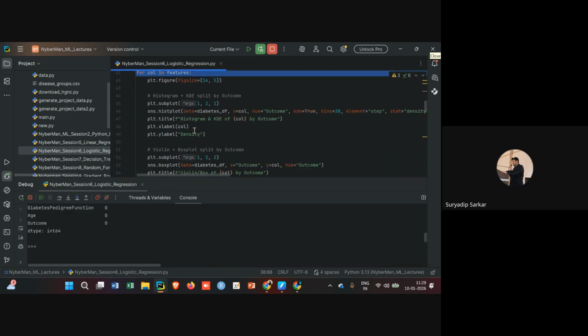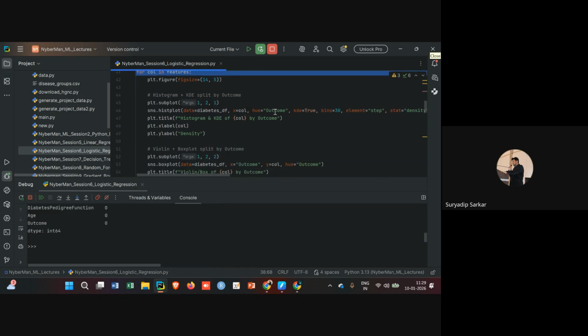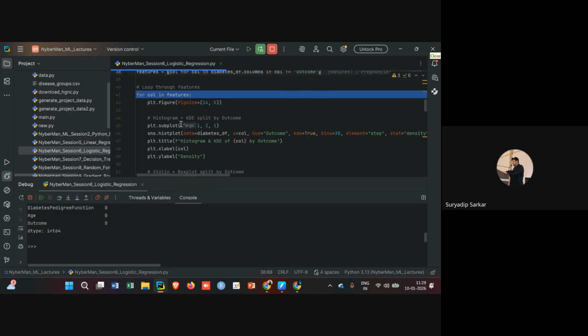Okay. Now we will do a loop through the features, and for each one of these features, for each one of these columns, we will do first a histogram by the outcome. And then we will do a box plot and a violin plot split by the outcome. So here, since we have two separate outcomes, we can actually do these plots. So let us go ahead and do this one by one. For the first one, let me run this.